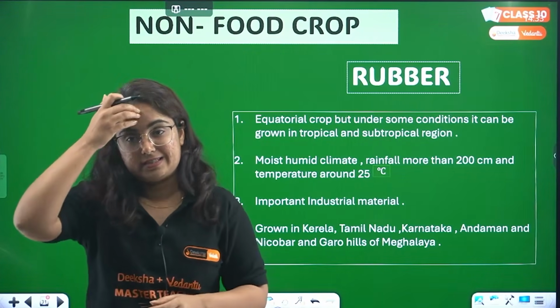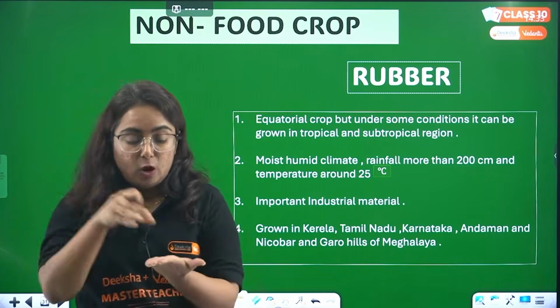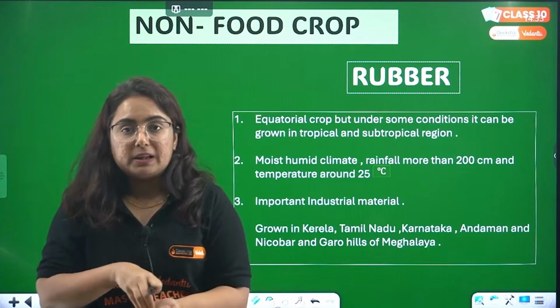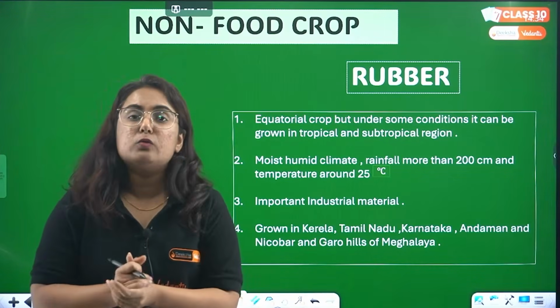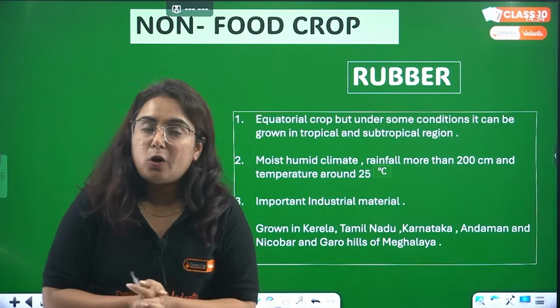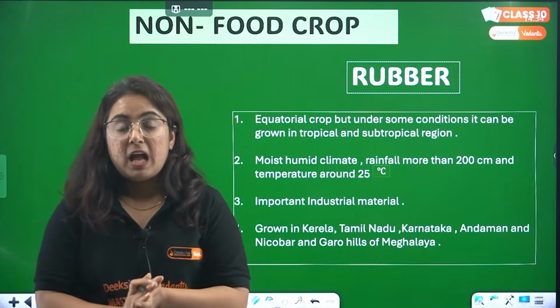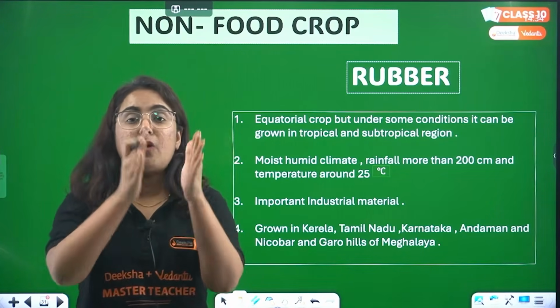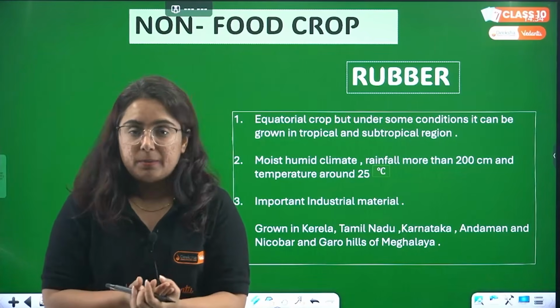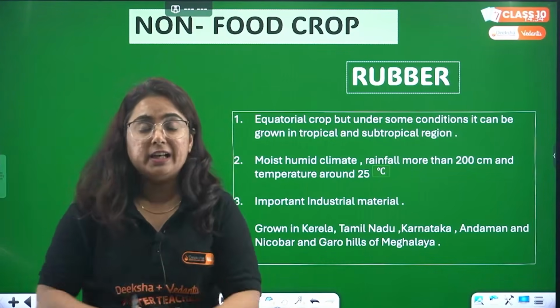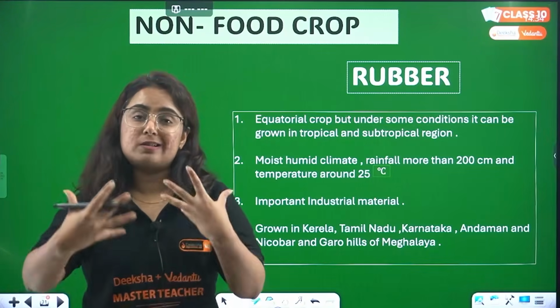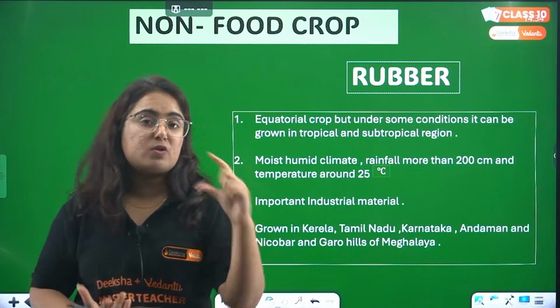Right? And the temperature, obviously by equatorial region, temperature will also be high, and it is around 25 degrees Celsius. Right? Beta, when we talk about the uses of rubber, it is majorly used in industrial areas. A lot of items are made by rubber. I want from your side, beta, what are the products made of rubber? The uses of rubber. I have just given you the industrial material here. I want to know from the students how much they are aware about the use of rubber.